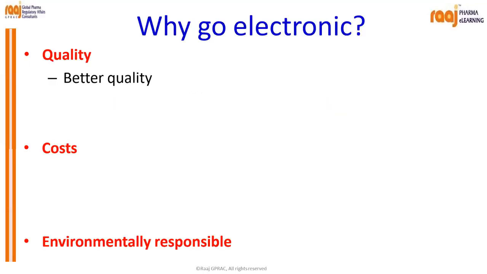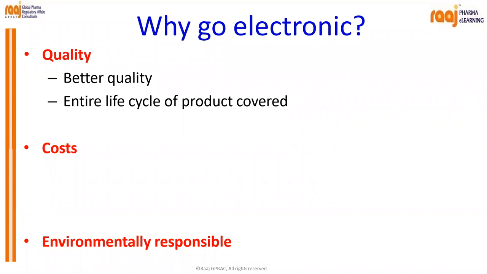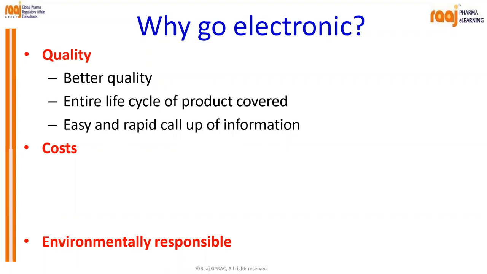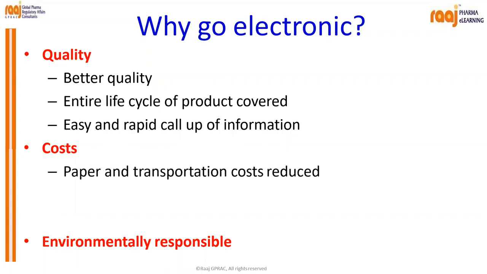First of all, try to understand why to go electronic: because of quality, because of cost, and because it is environmentally responsible. We all are environmentally responsible to save our trees, right? With respect to quality, it matters. We should have better quality, and the entire life cycle of the product is covered when we submit our application in electronic format. Correct? And it is an easy and rapid call-up of information, of course.